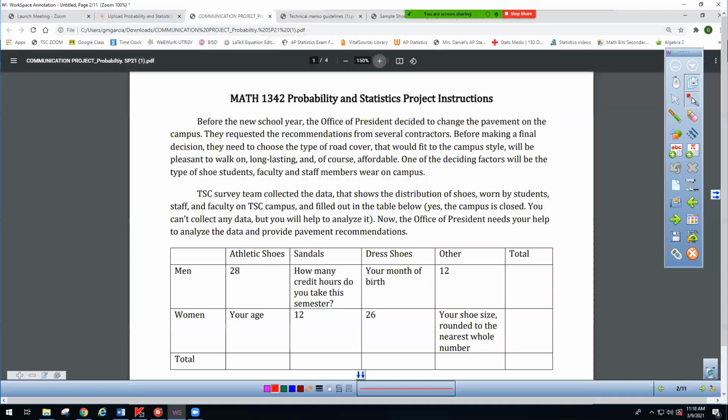In this one here, wherever you have numbers, you will leave those same numbers, and you would just put, for whatever question they're asking you, the number that is the answer. For example, for men wearing sandals, you're going to fill it in with how many credit hours do you take the semester. So if you're taking 12 hours, you would put the number 12 here, not the question. Do not put the question, how many credit hours do you take? Just put the number 12, okay? If you're taking 9, you put the number 9. If you're taking only 3, you put the 3 here. Again, you're not writing the question, you're answering the question and putting the number here.